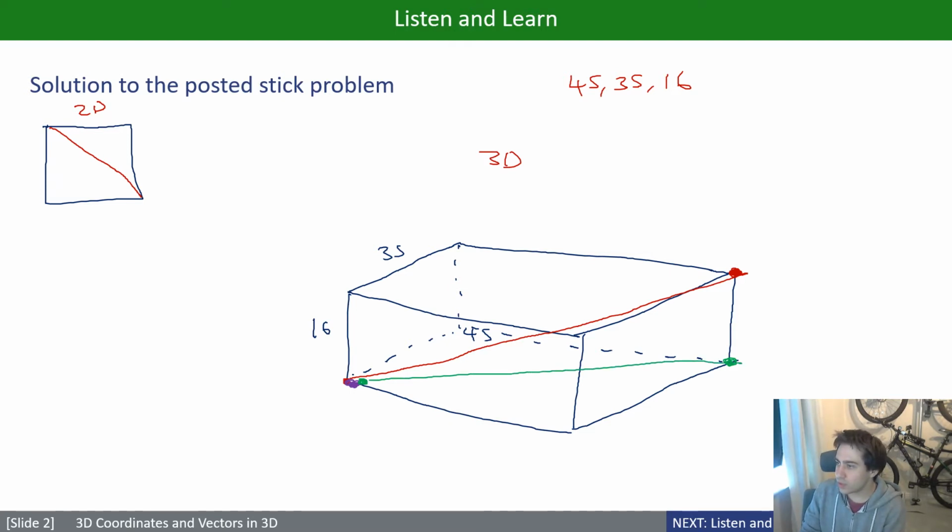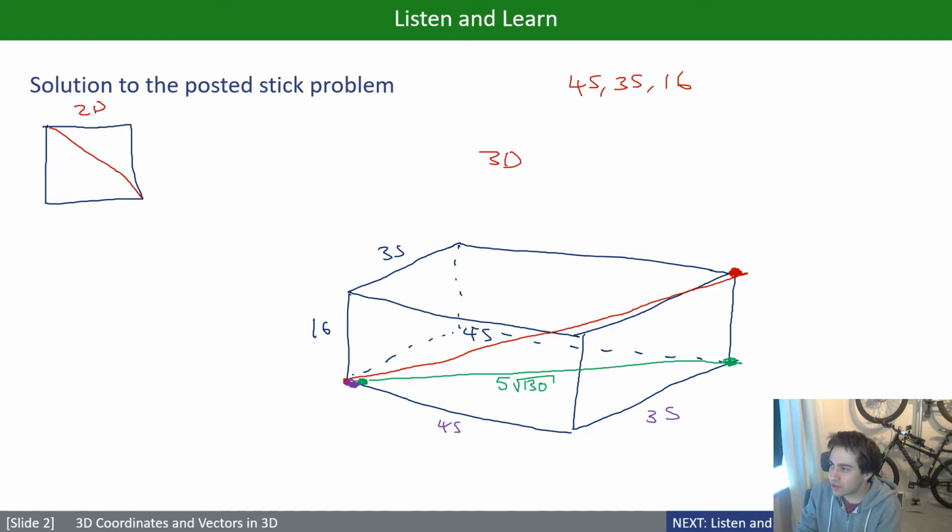Well, that you should be able to do, right? Because this is 45, this is 35. So with a bit of Pythagoras, let's work that out. 45 squared plus 35 squared, square rooted, and let's write it in the simplest form. This will be 5 times the square root of 130, by Pythagoras.